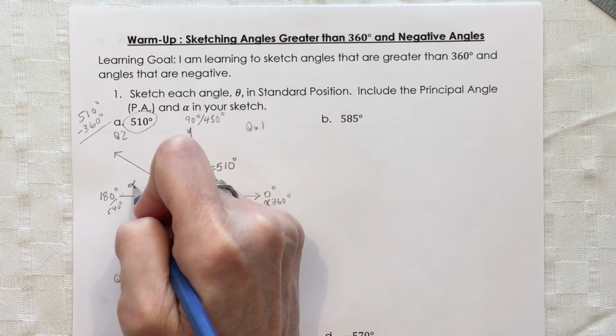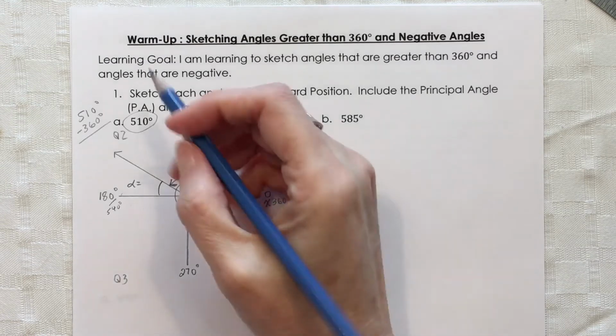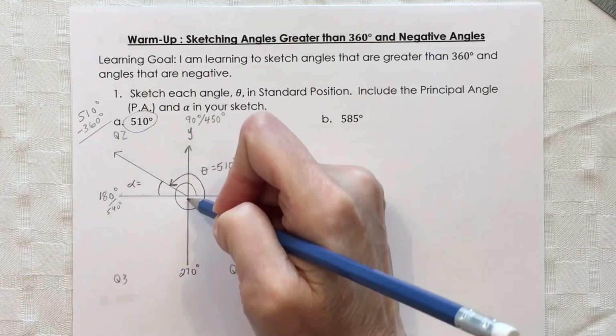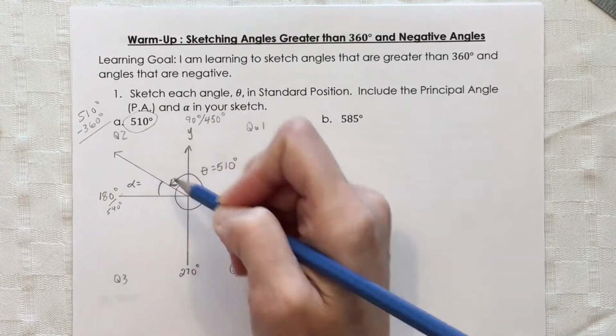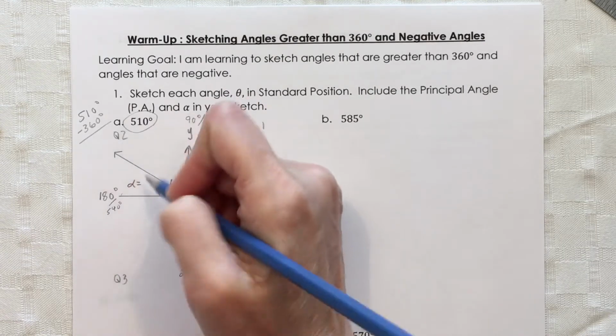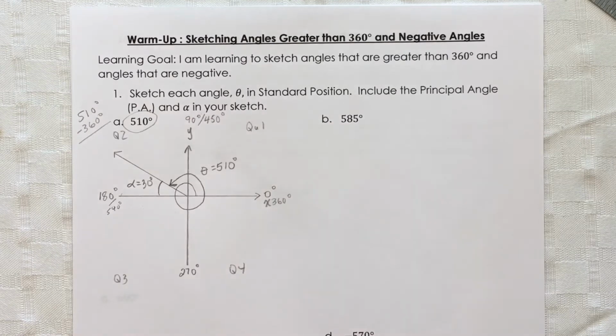Alpha is going to be the angle between the terminal arm and the x-axis, and it'll always be the angle between the terminal arm and the x-axis. So we figured out that the correct place to draw this was at 150 degrees from 0, which makes alpha 180 minus 150, or 30 degrees. So there's alpha. Now what's this principal angle?